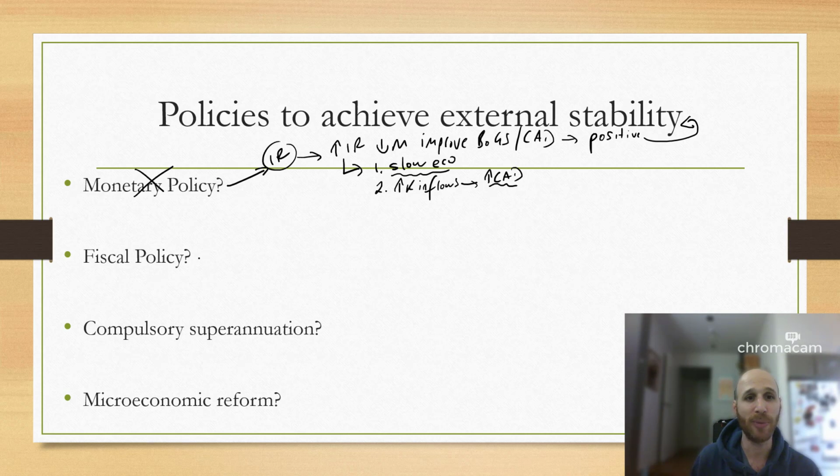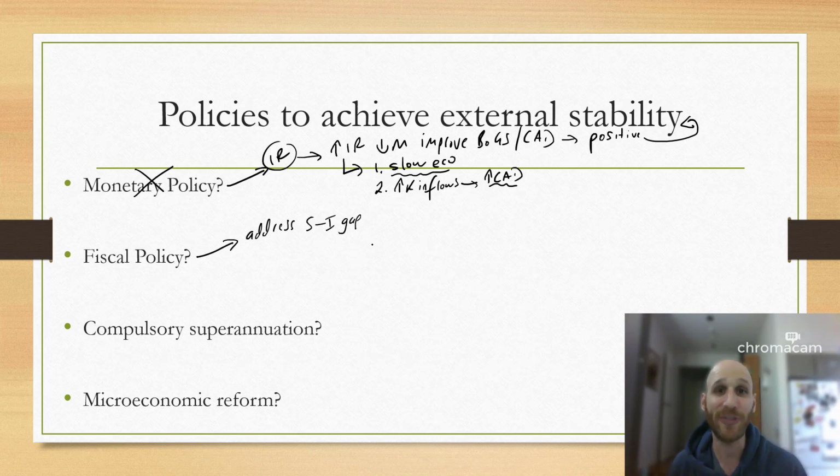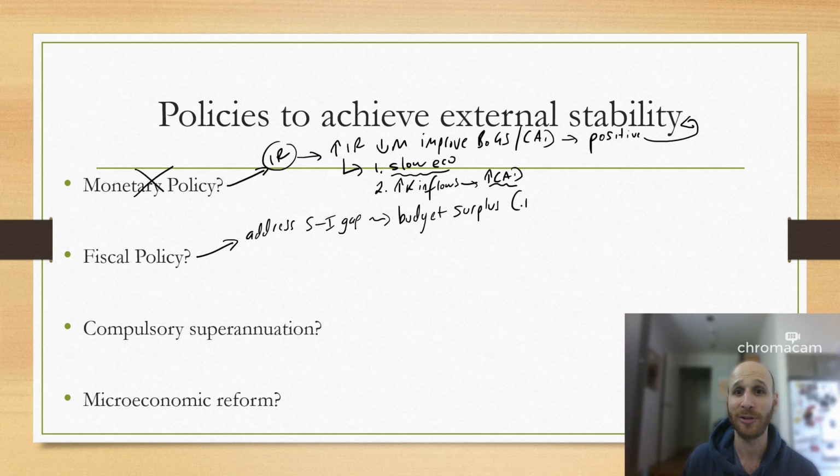If we look at fiscal policy, this is more on the right track because with fiscal policy, the government can address the savings-investment gap. It can run a budget surplus, which increases the level of national savings available for investment. Make that narrow. And then this will reduce the amount of foreign debt that's required. So this could be quite a good strategy to reduce Australia's reliance on external funding.